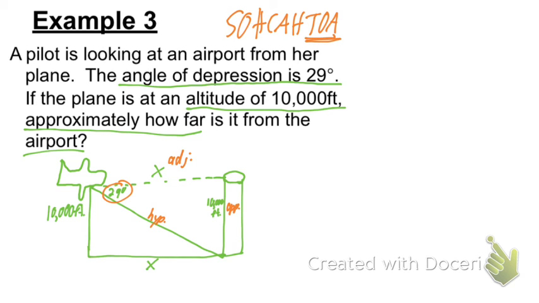Which trig function is TOA? Tangent. Starts with a T. TOA. Opposite over adjacent. So tangent of the angle, tangent of 29 degrees, is equal to blank over blank. What is the opposite over adjacent here? 10,000 over x. Questions on how we got this set up?